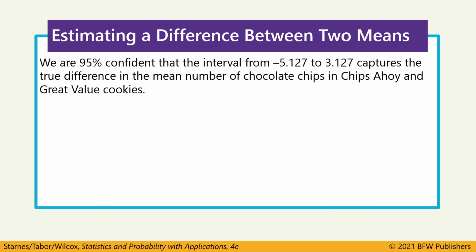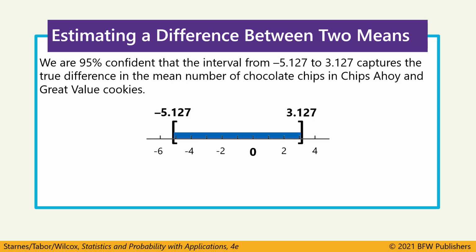Lastly, we interpret that interval. We are 95% confident that the interval from -5.127 to +3.127 captures the true difference in the mean number of chocolate chips in Chips Ahoy and Great Value cookies. Note that these sentences always include the word mean, like in the first two sections, we were always including the word proportion.